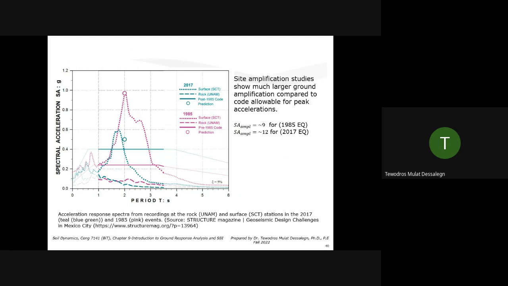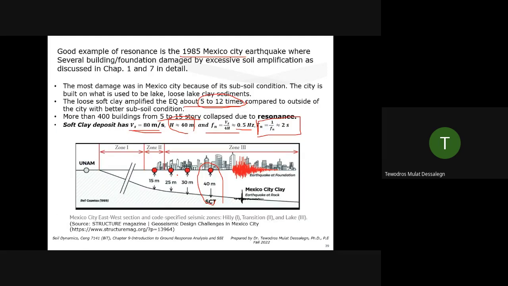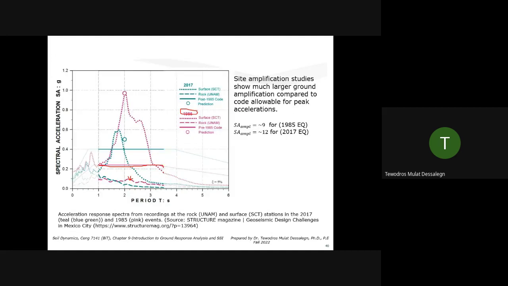This was what's expected, the magenta line, 1985. This was what the code requirement was. This dashed line was what was recorded at the rock point. Rock is this one. If they were designing for the rock, they are okay. It's enveloped. But the soil amplified so much from here to here. Significantly large acceleration acting on the structures. And that's why there were so many catastrophic damages in those buildings.